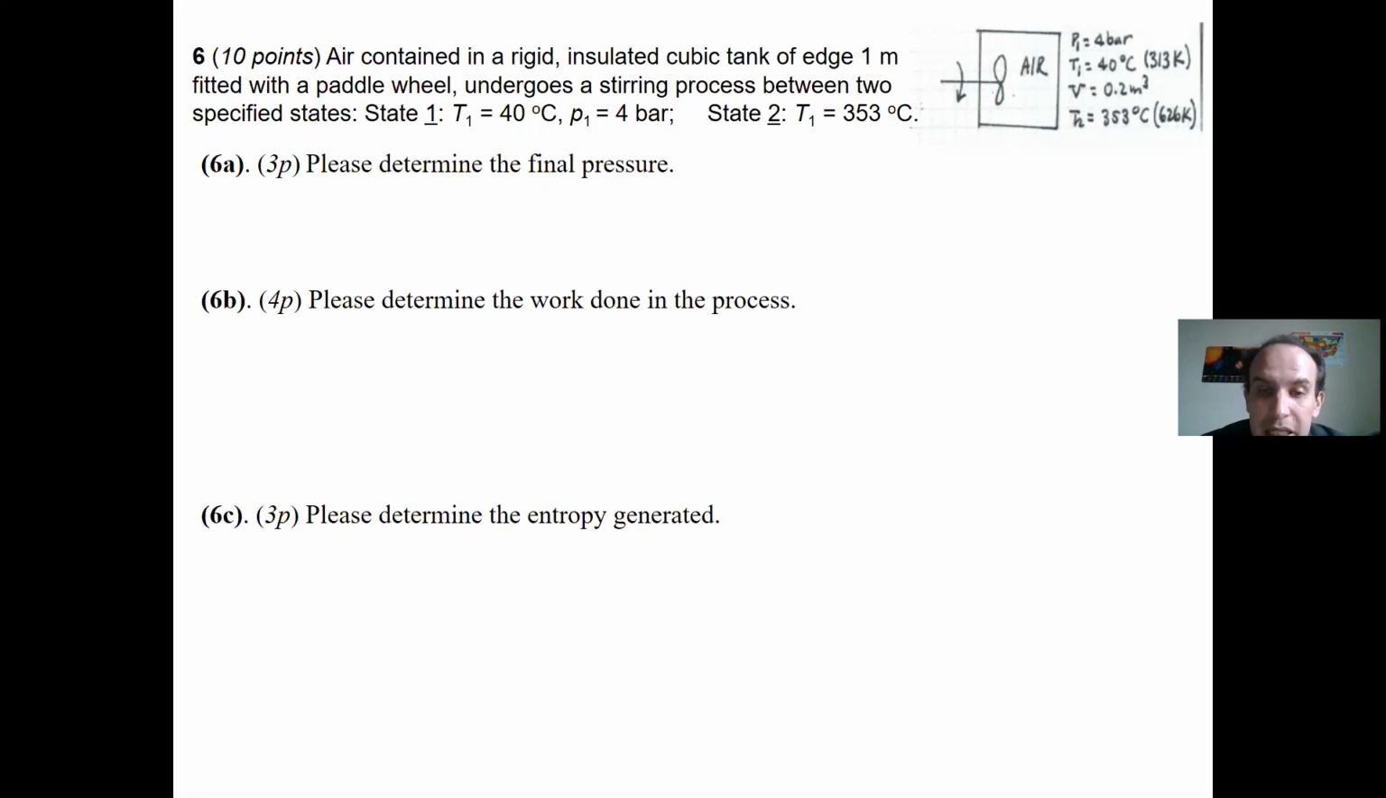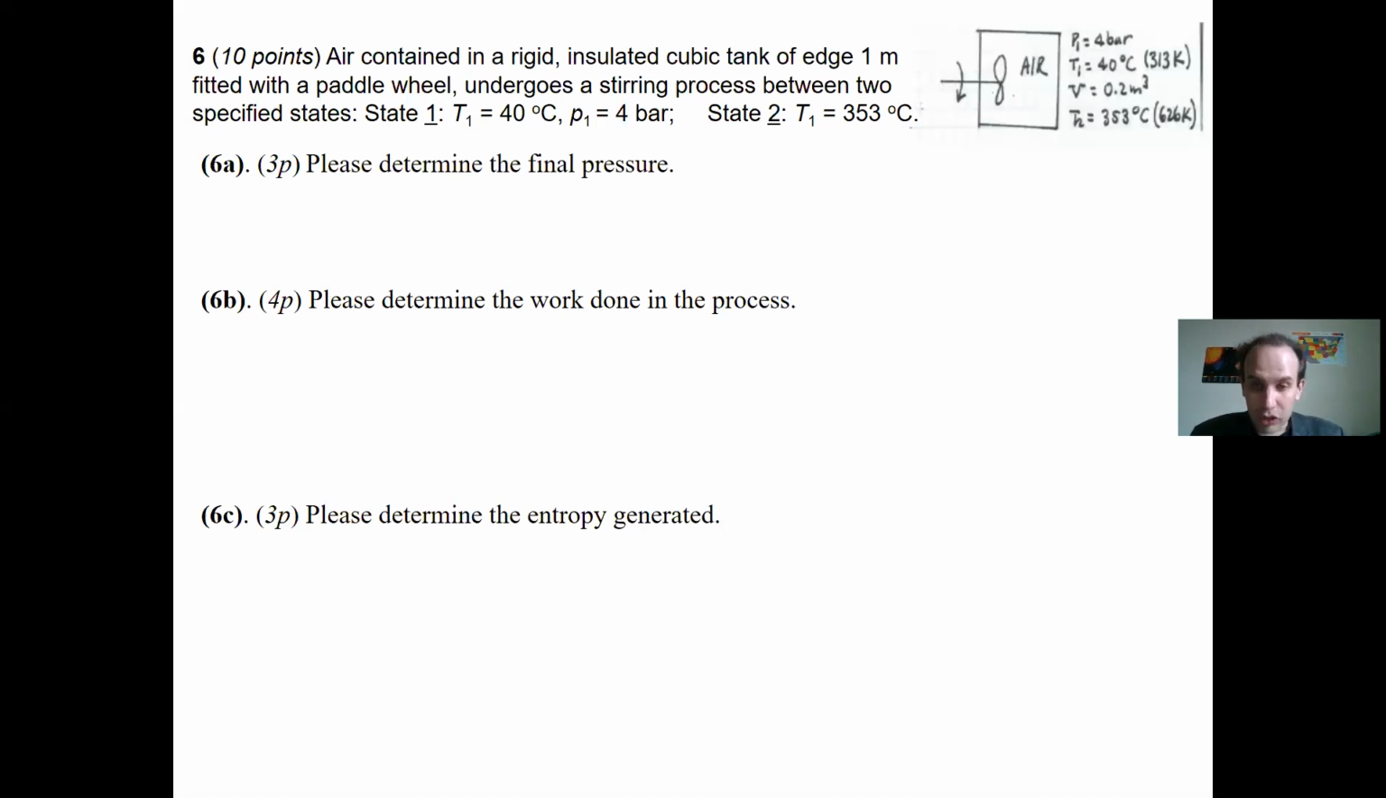Question B, please determine the work done in the process. By the way, up to this point, A and B, this is a real problem from which chapter? Chapter 4, right? So it can be in your second exam. But then you have question C, please determine the entropy generation, what entropy is generated in this process. You may realize that some entropy will be generated because of dissipation, it's a stirring process, correct?